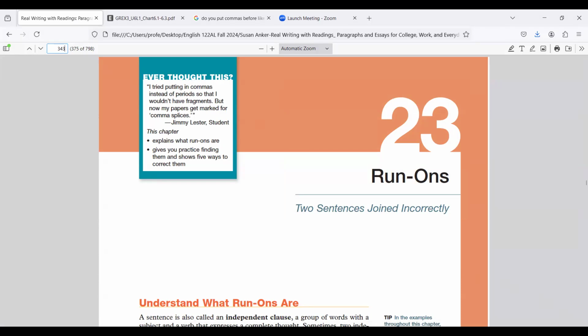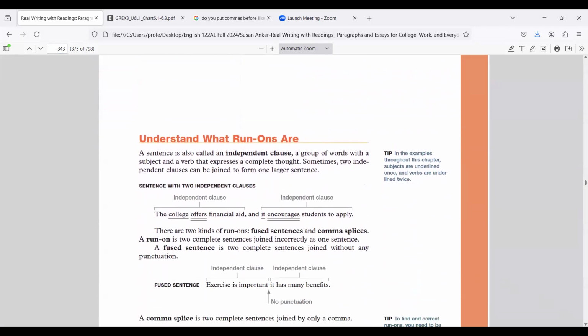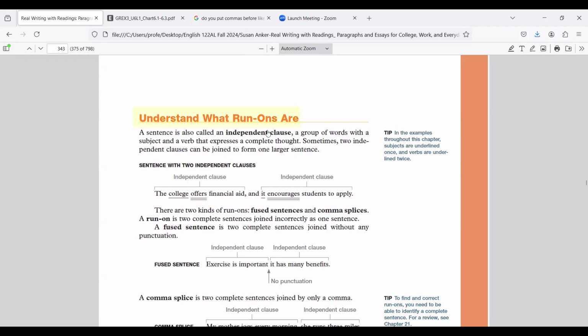Joined incorrectly. Now, what run-ons are is when there's no punctuation or signal words, such as dependent words, which are subordinators, or coordinating conjunctions, which we'll talk about, separating two independent clauses. Here we have an "and" in between two separate clauses, and that's fine. But when we have two independent clauses together, sometimes there's no punctuation, and this is incorrect. This is called a run-on.